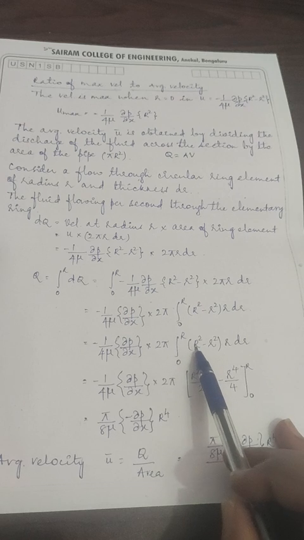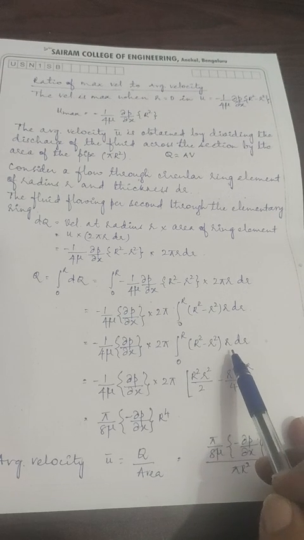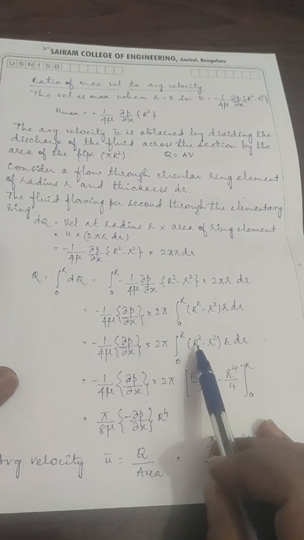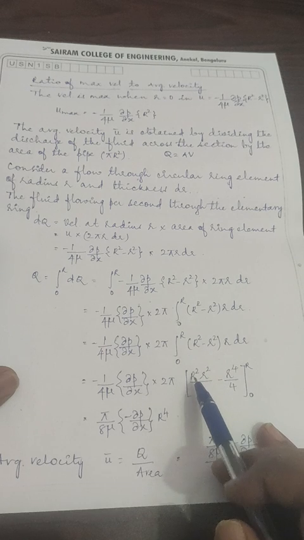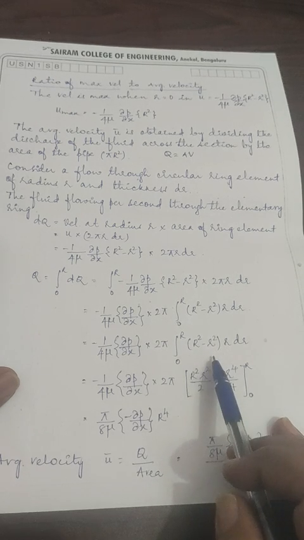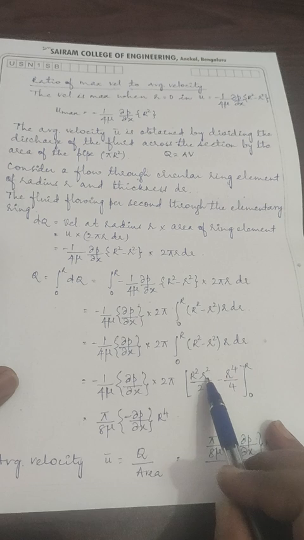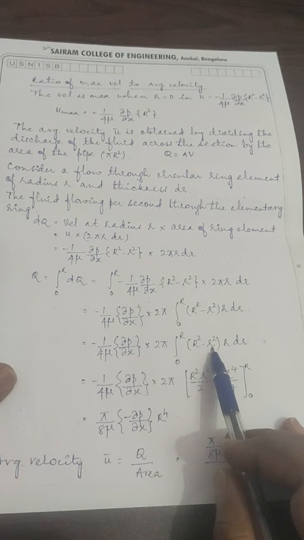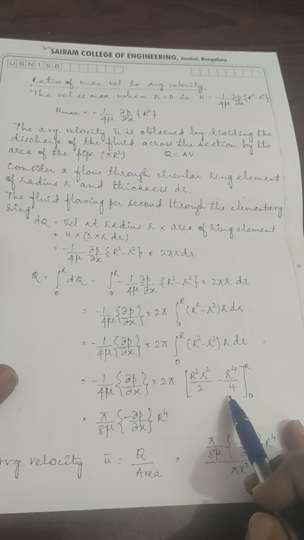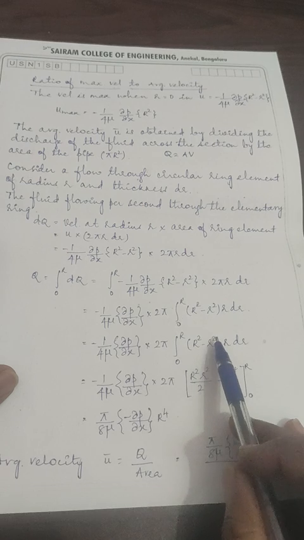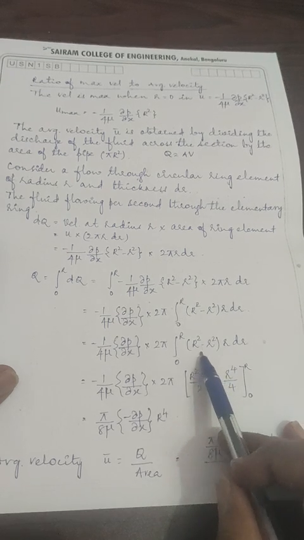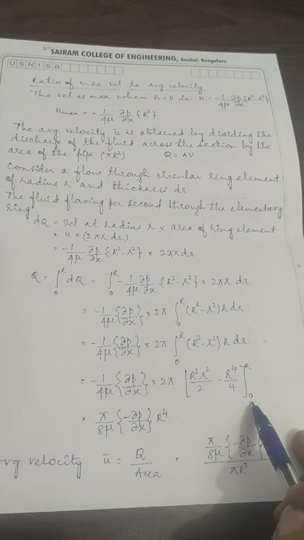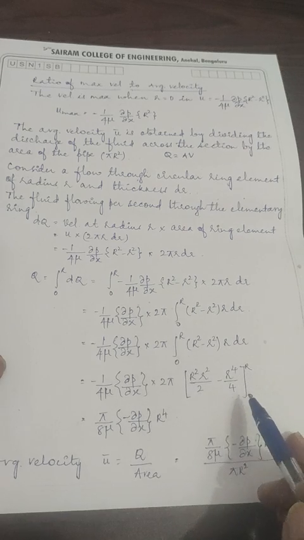So integrating this capital R square into r, keeping the radius of the pipe as constant, it remains R square only. So integration of r is nothing but r square by 2. Then minus the integration of r square into r, that is the integration of r cube, which becomes r to the power of 4 by 4, with the limits 0 to capital R.